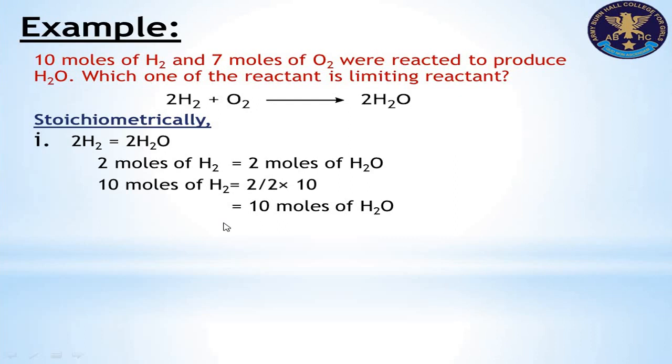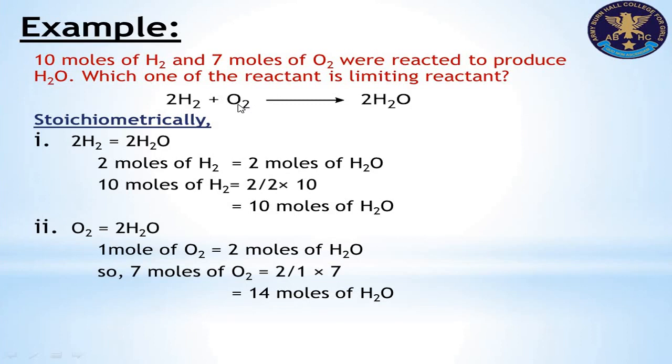Now we will calculate the moles of water with respect to the oxygen. From the balanced chemical equation, it is clearly visible that 1 mole of oxygen gives us 2 moles of water. So if we have 7 moles of oxygen, we multiply the conversion factor 2 divided by 1 by the given quantity. So 7 moles of oxygen gives us 14 moles of water. This is the third step.